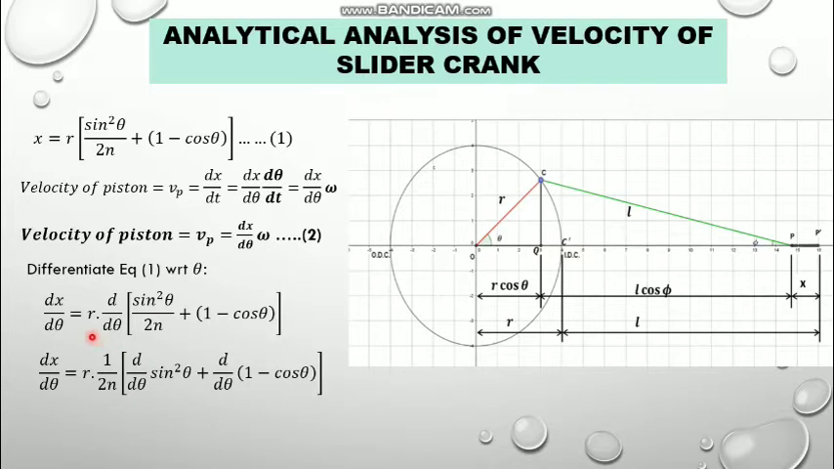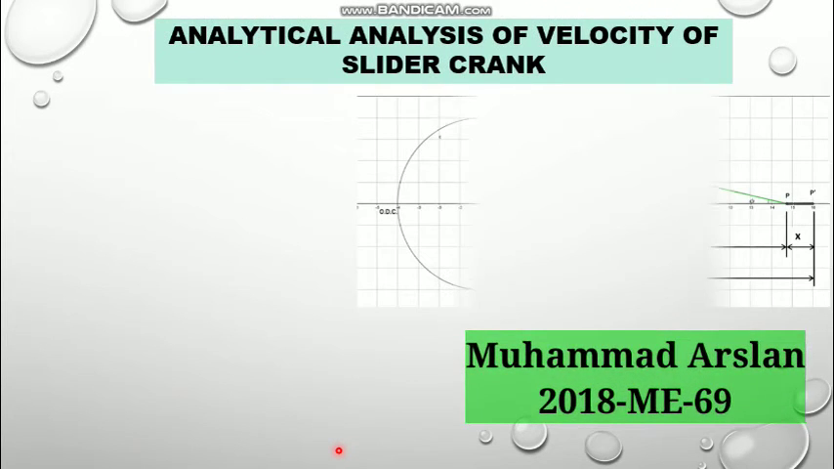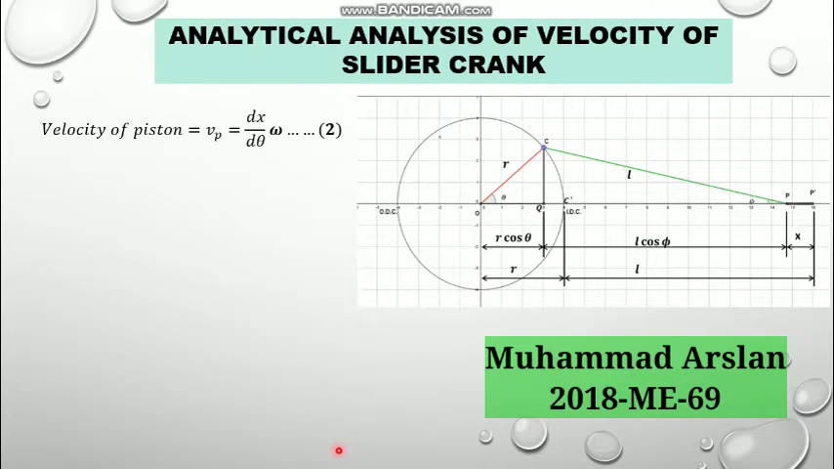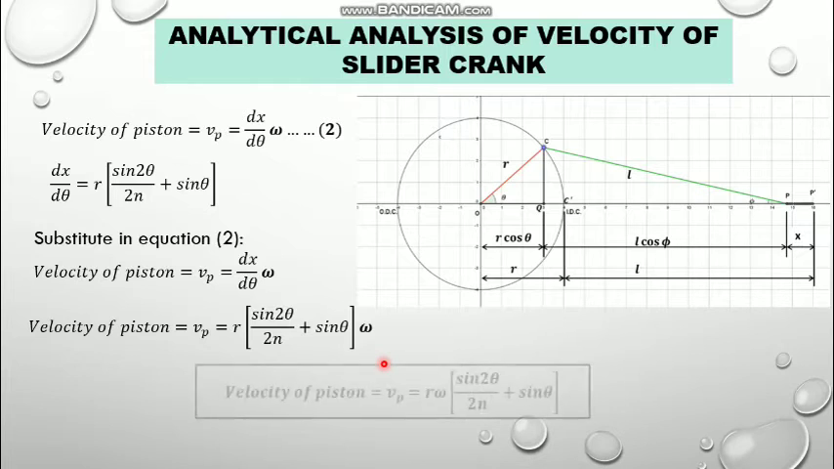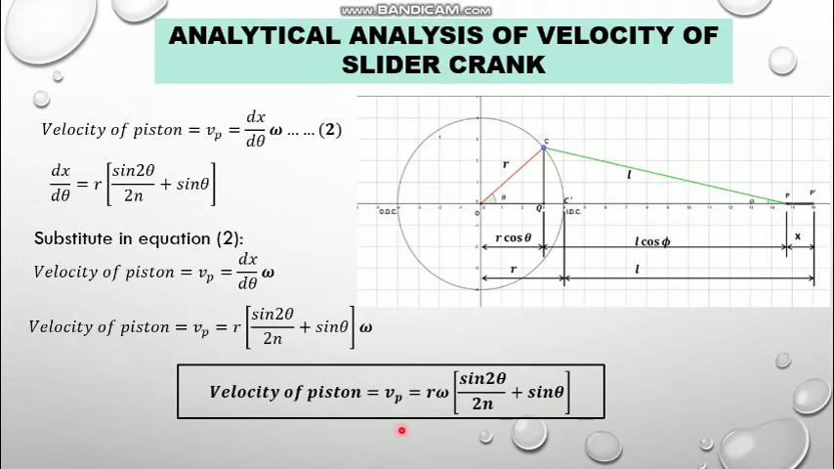Take the derivative; 1 by 2n is constant, so the derivative of sine square becomes 2 sin theta cos theta. By applying the double angle formula, we get this relation. So put this value in equation 2, which is the definition of velocity. So we get this final formula for piston velocity. Piston velocity depends upon crank length R, which is a constant value, and also depends upon the sine of angle theta, which is the crank angle.